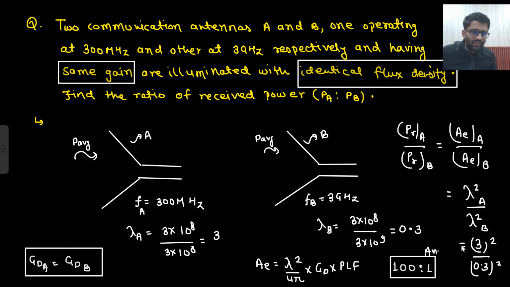Okay, just a very simple thing. We just got to know that the power received is proportional to lambda square, right? It is proportional to lambda square because power received A divided by power received B is equal to lambda square A divided by lambda square B. That means they are proportional to each other. So this is the relation that you understood.